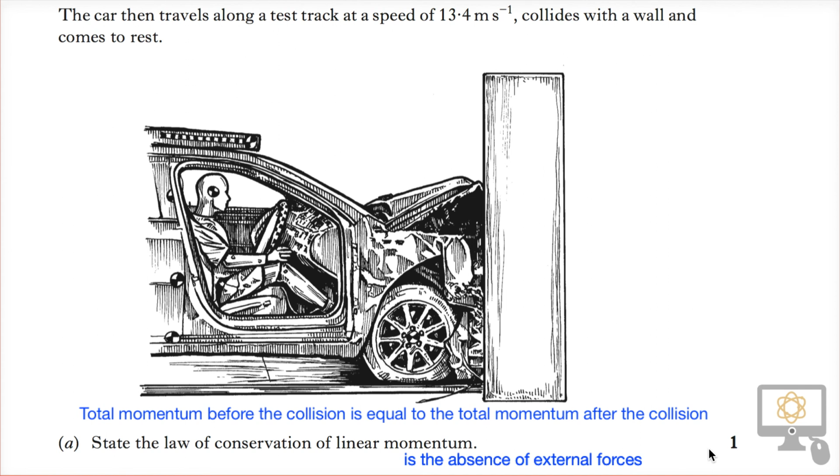So just to emphasize then, the key word that you must use here is total. The total momentum before the collision is equal to the total momentum after the collision. I'm not underlining the word momentum, I assume you would say that, but you will not get the marks without total, and so many people lose marks for forgetting this very simple word. And then the second half of the mark is given for this statement: in the absence of external forces, or in the absence of resultant forces.